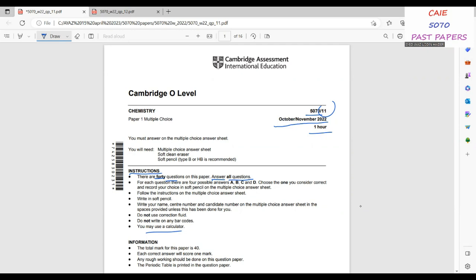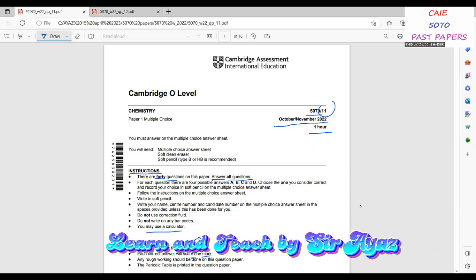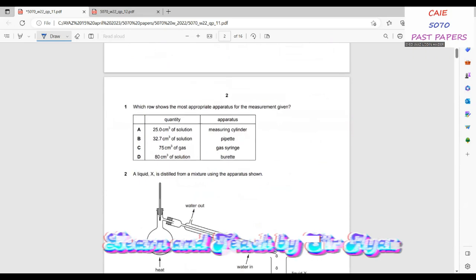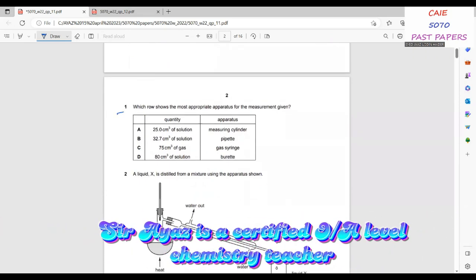Information for this paper is that the total mark is 40. Each correct answer will score 1 mark. Any rough working should be done on this question paper. The priority will be printed in the question paper. Start with question number 1.